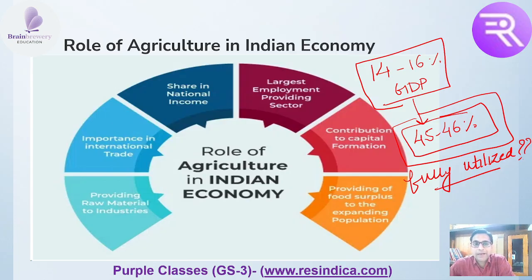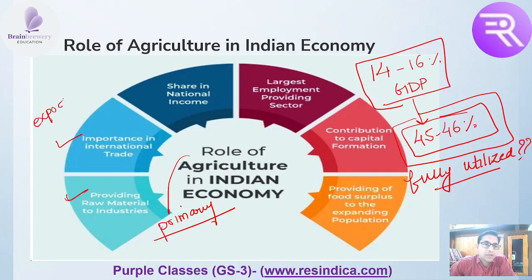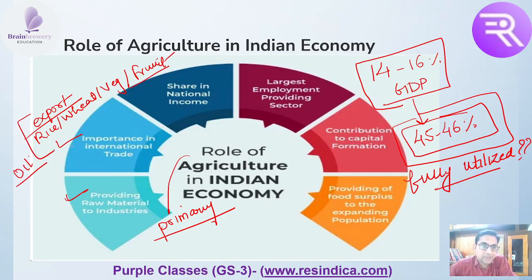So what is the role of agriculture? Obviously, it provides raw material to industry, because agriculture is a primary industry and a lot of industries derive their raw materials from it. Then importance in international trade, obviously exports. We are doing rice exports, wheat exports, vegetable exports, fruit exports, and oils as well. Exports and imports are happening, and international trade is happening in that.